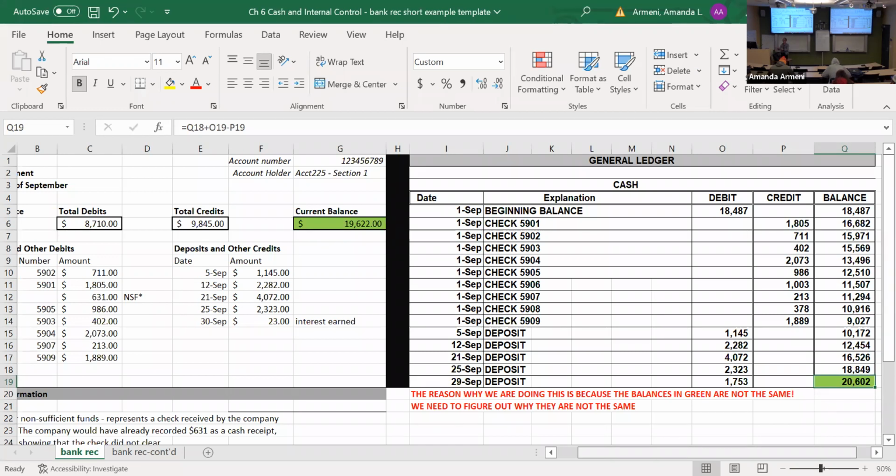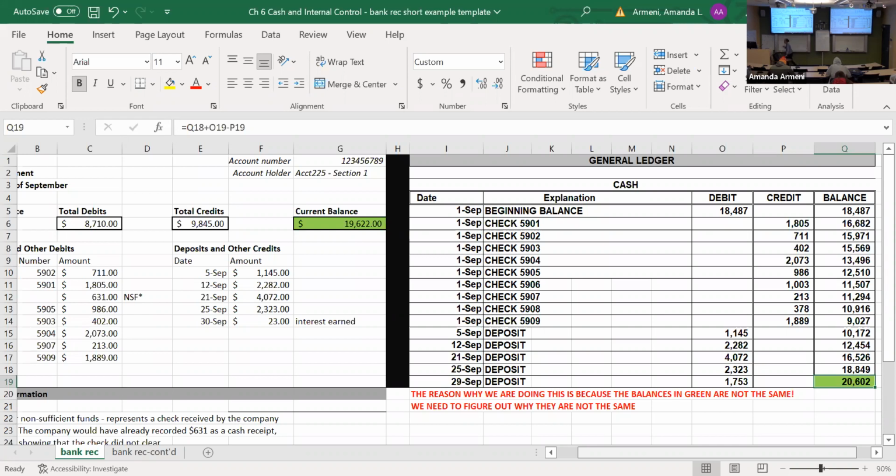If they were the same, we would say, okay, there's no reason to do a reconciliation. They're the same. We have the same amount of cash in our bank records as we do on our accounting records. Done. So the reason why we are doing this is because the bank balance of $19,622 is different than the book balance of $20,602. Does that make sense? That's the reason why we're doing this.